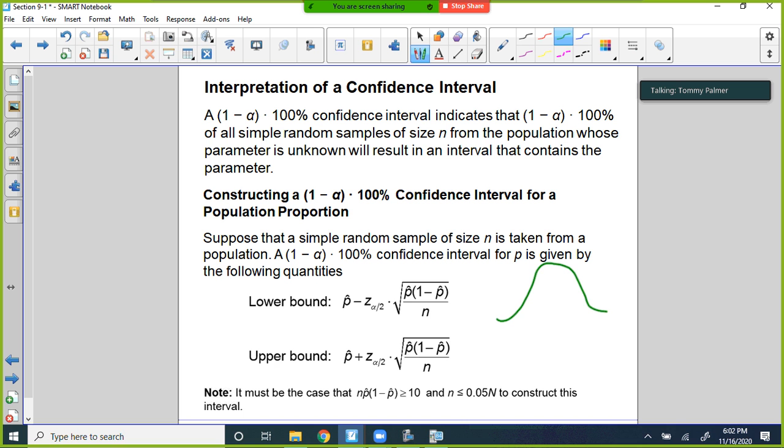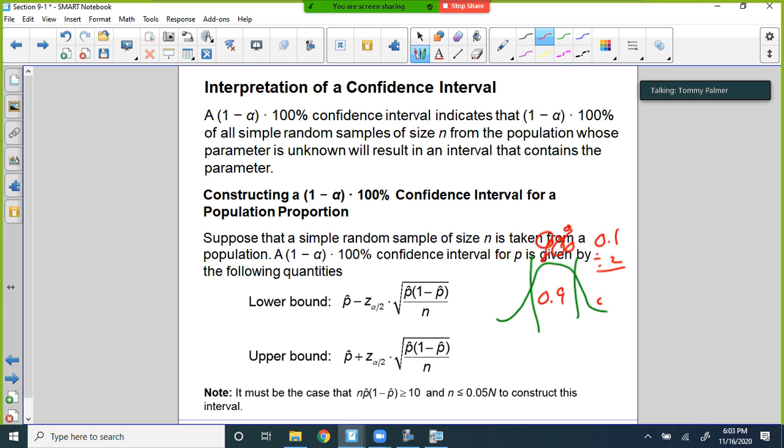So if we were to look at this and say, okay, let's say that this is a 90%, right? 0.9. Then how much is left over here? We have a total of what? 0.1. If we divide that by 2, 0.1 divided by 2, what do we get? 0.05 over here, and how much over here? 0.05 over there, right? That's our alpha over 2, right?